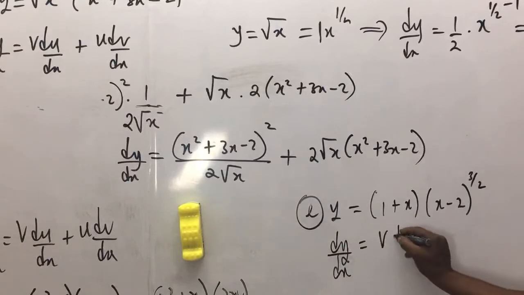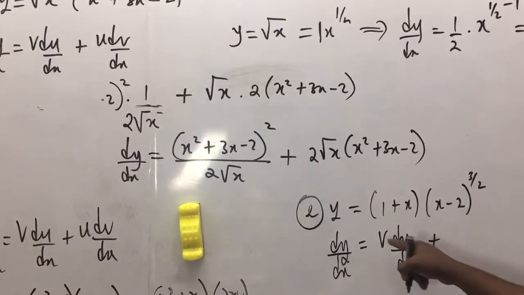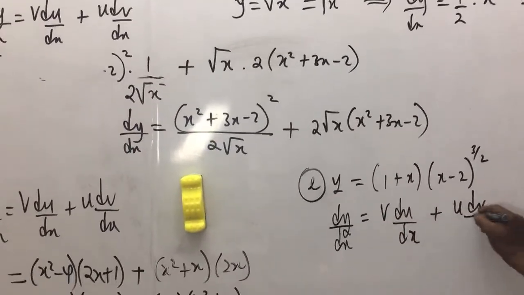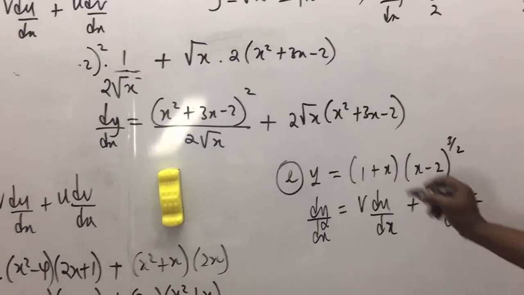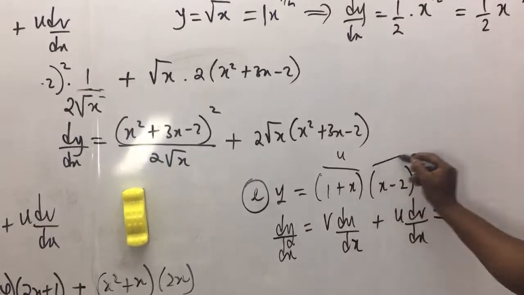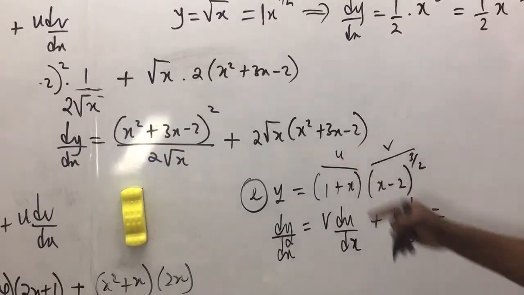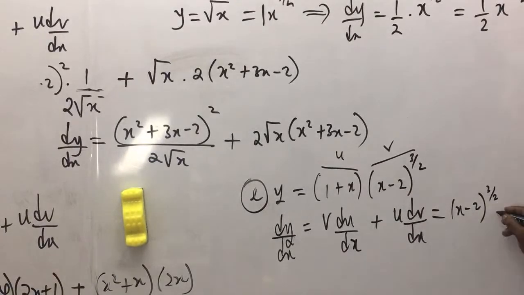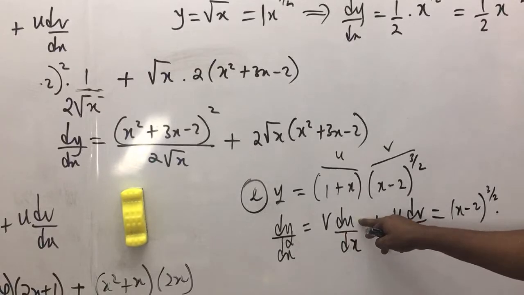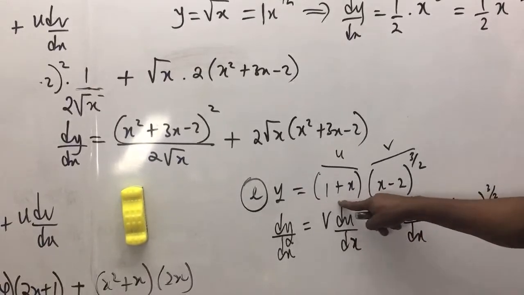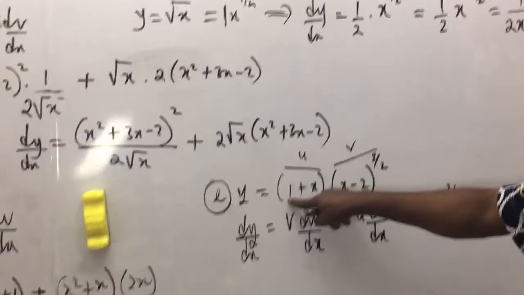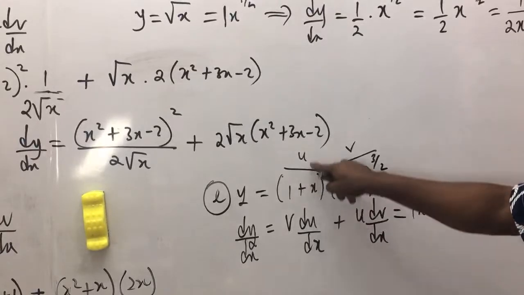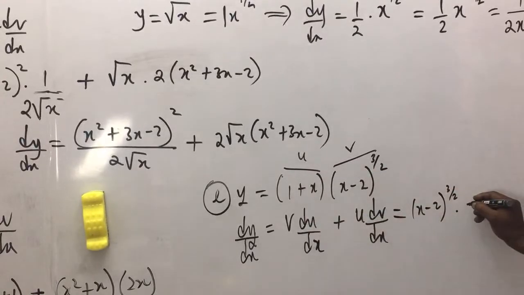So this rule again applies and is v du/dx plus u dv/dx. That would amount to calling one of my functions u and calling this other one v. Now if you keep v constant, your v will be x minus 2 raised to power 3 over 2. Differentiate u with respect to x. When you differentiate u, which is 1 plus x, you are going to get 1, because 1 is a constant, it differentiates to give 0. x is a linear variable, differentiating it gives the coefficient of the linear variable, which is 1. So I'm going to put here 1.